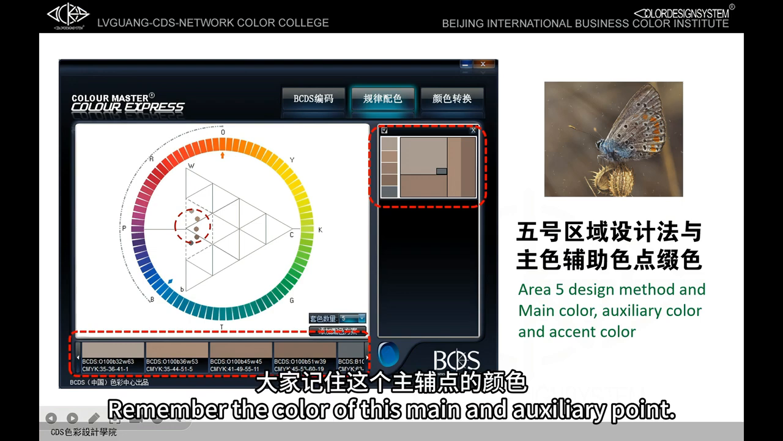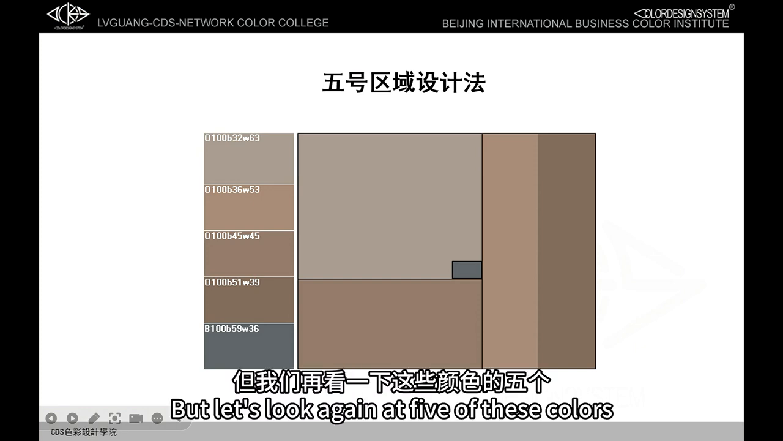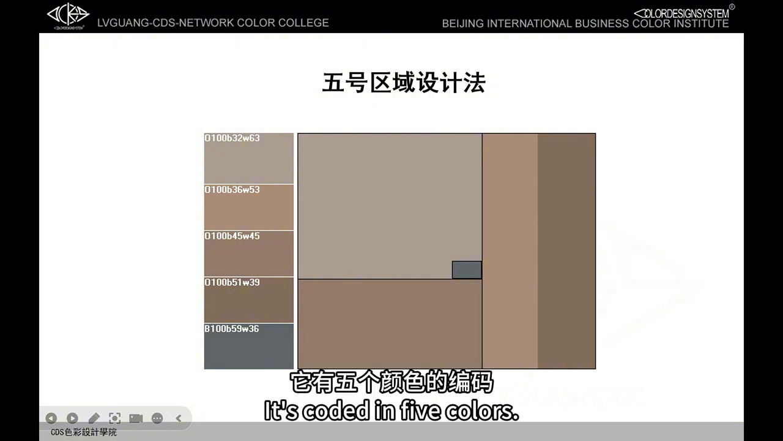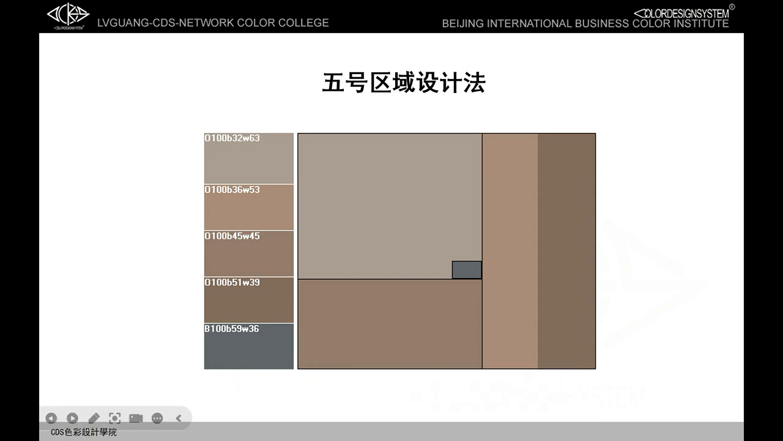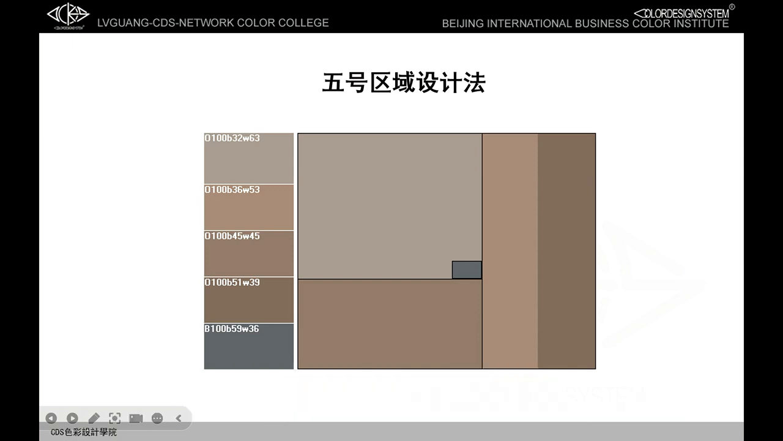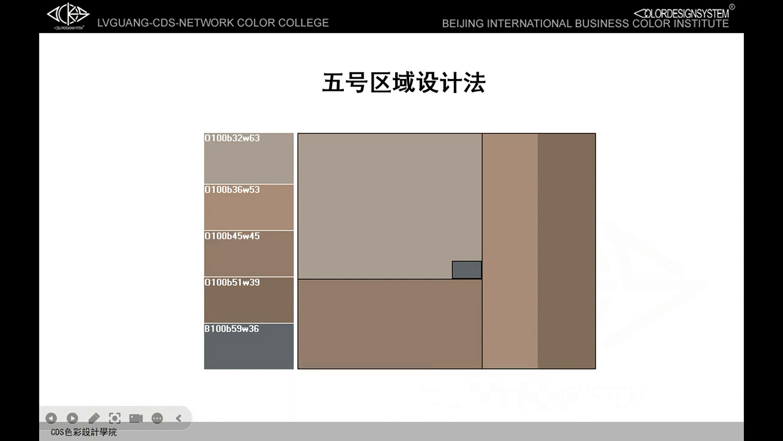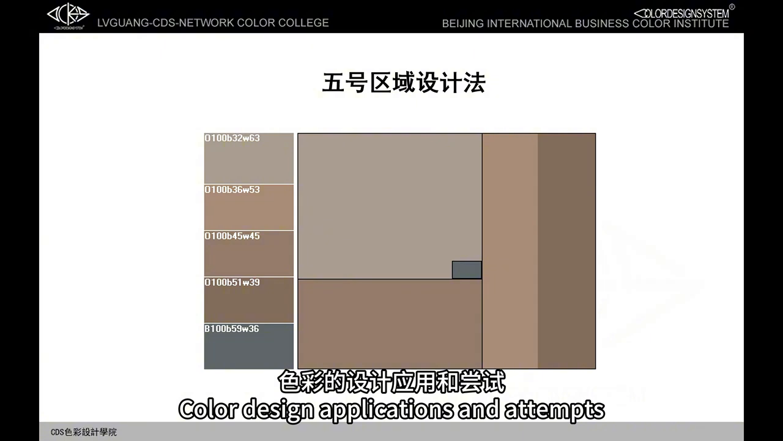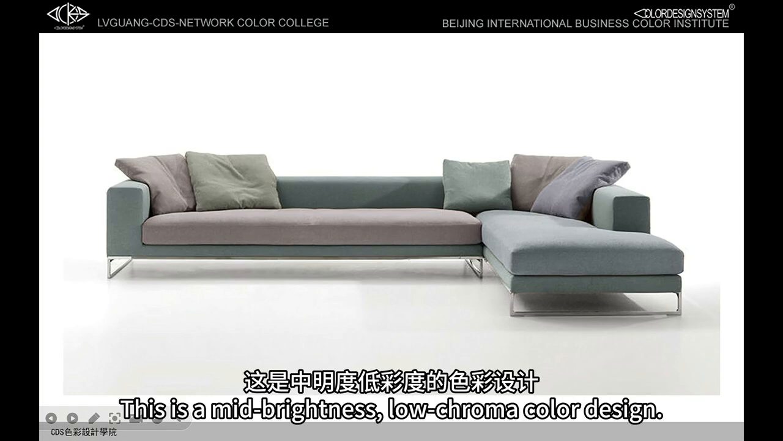Remember the color of this main and auxiliary point. This color looks very familiar to us. Also very soft. But let's look again at these 5 colors. It's coded in 5 colors, in the coding system of the color design system. This is its area plan for the main and auxiliary points. We'll use this set of color schemes below to try some color design applications. This is a mid-brightness, low-chroma color design.